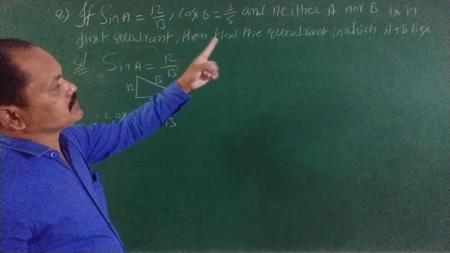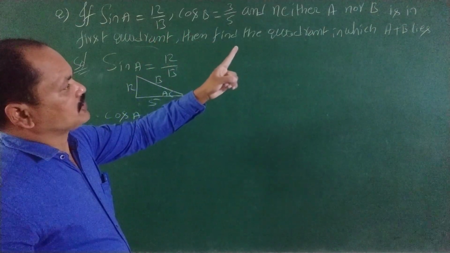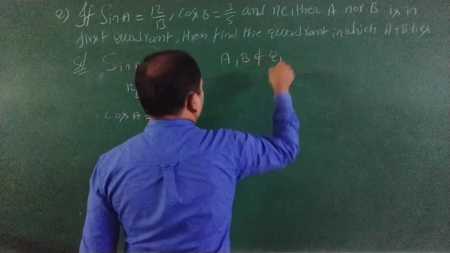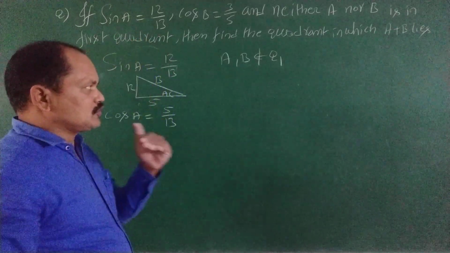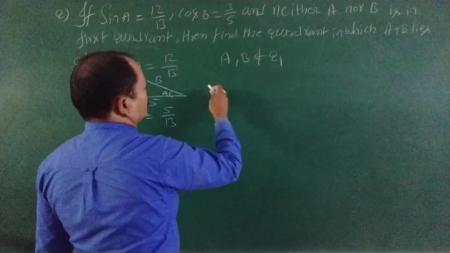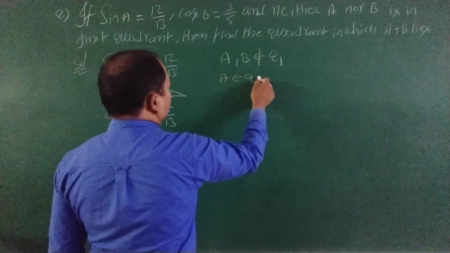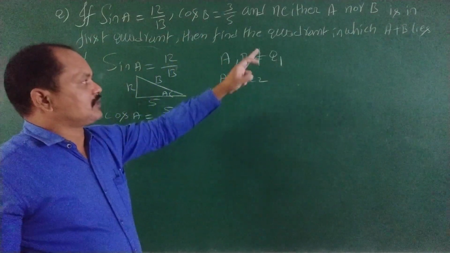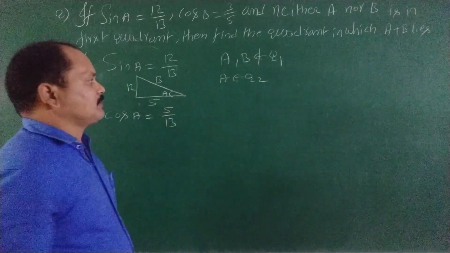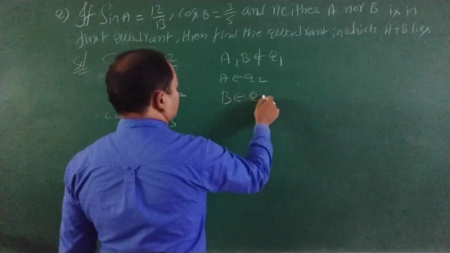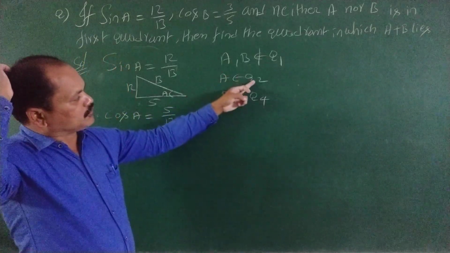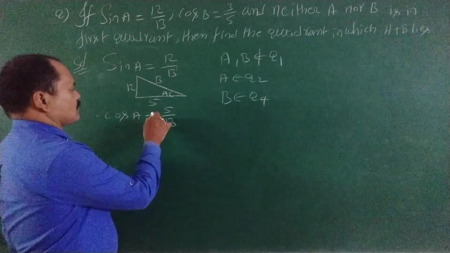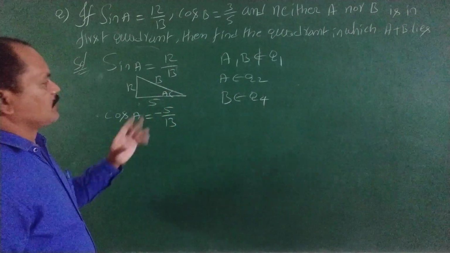Now A and B do not belong to Q1. So sin A is positive in Q1 and Q2, but A does not belong to Q1. That's why A belongs to Q2. And cos is positive in Q1 and Q4, but B does not belong to Q1, so B belongs to Q4. That's why A is in Q2. That means in the second quadrant, sine is positive and cos is negative. That's why here cos A is minus 5/13.